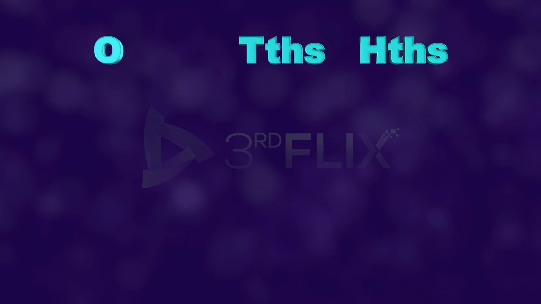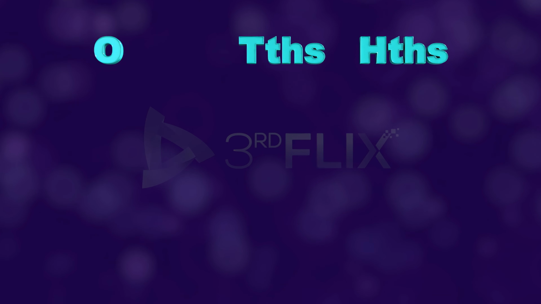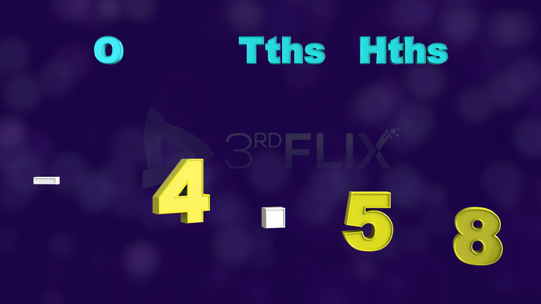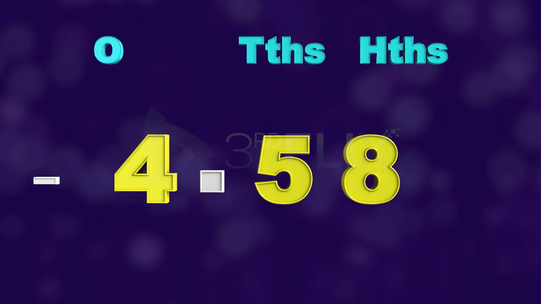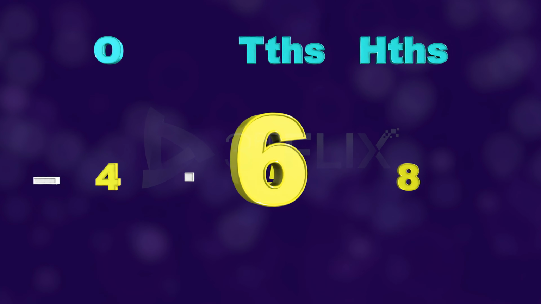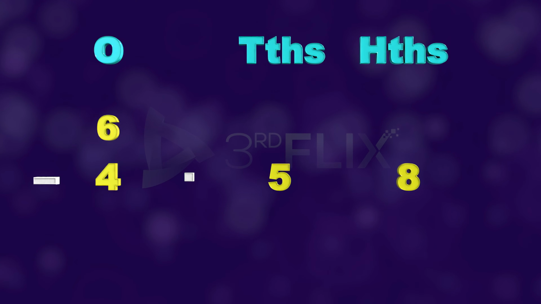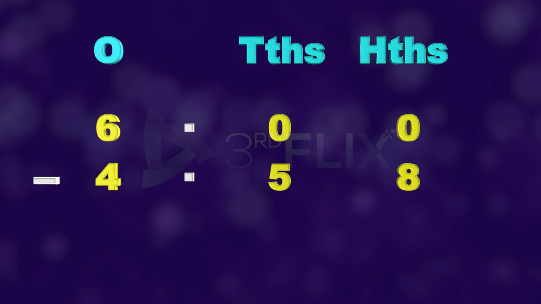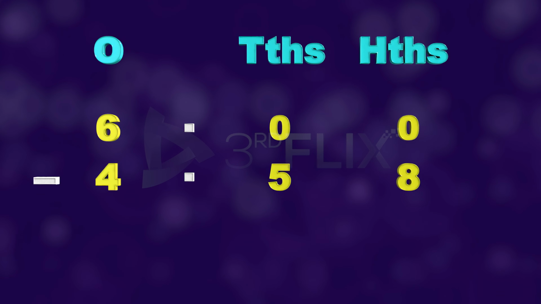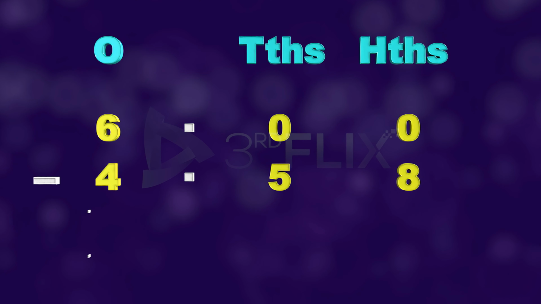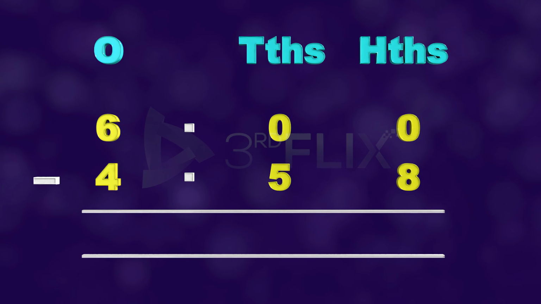Let us see one more example. Subtract 4.58 from 6. 6 can be written as 6.00. Adding zeros after the decimal place does not change its value.